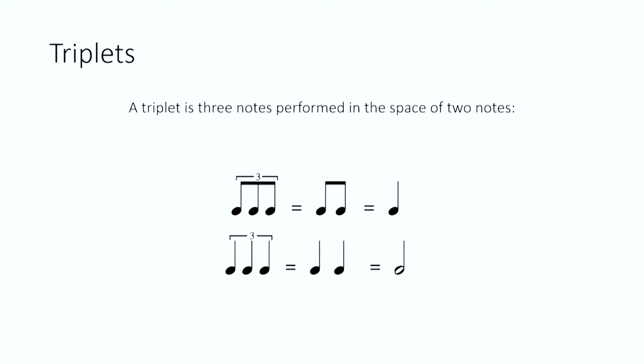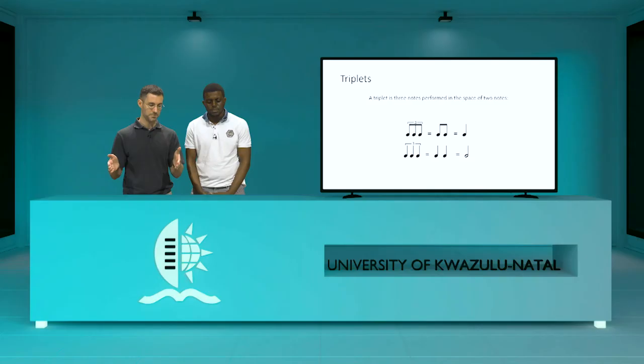If you look at the example just below that, we're dealing with crotchets. They also have a little 3 and a bracket over them. That indicates that you need to play 3 crotchets in the space of 2 crotchets. In other words, you'll need to be able to play them in the duration of a minim.